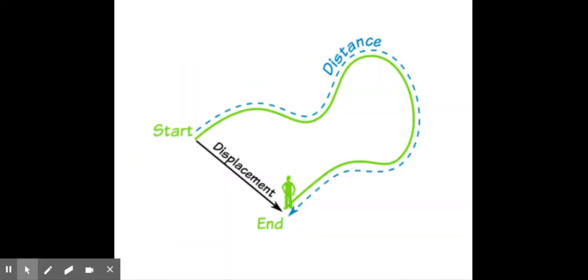Okay, here's another example. If this person walked along this curvy path and ended up here, then the distance that they traveled is this long path. However, the displacement is just how far away they are from their starting point. So the displacement is here. Totally different, and they mean different things.